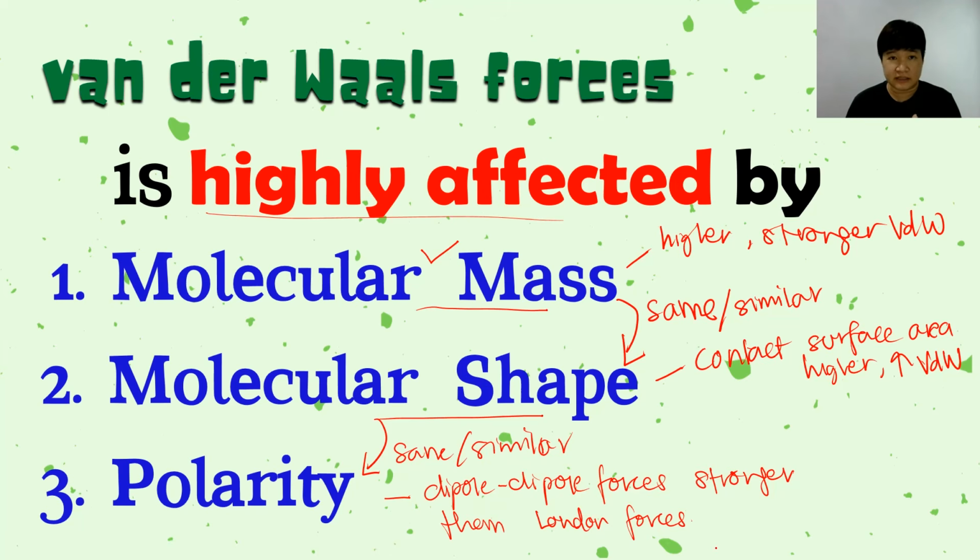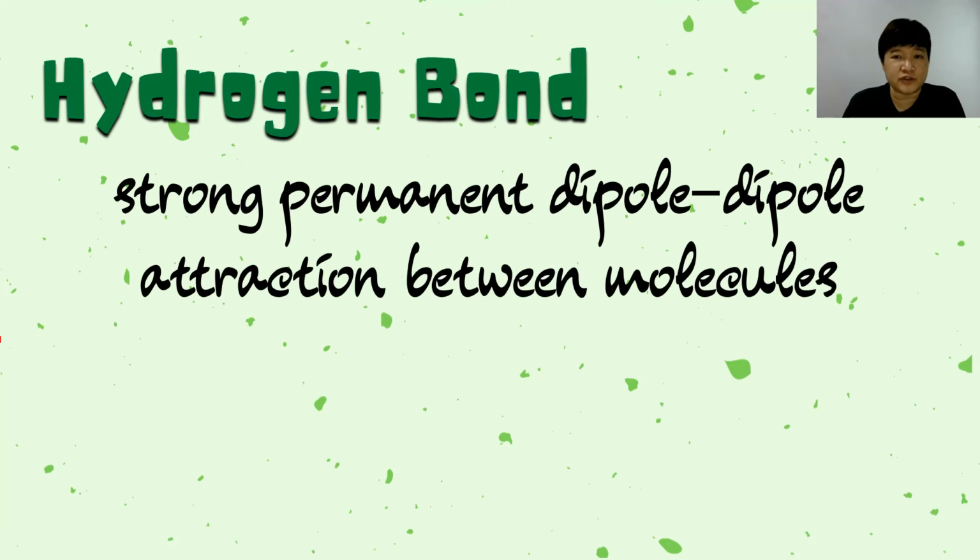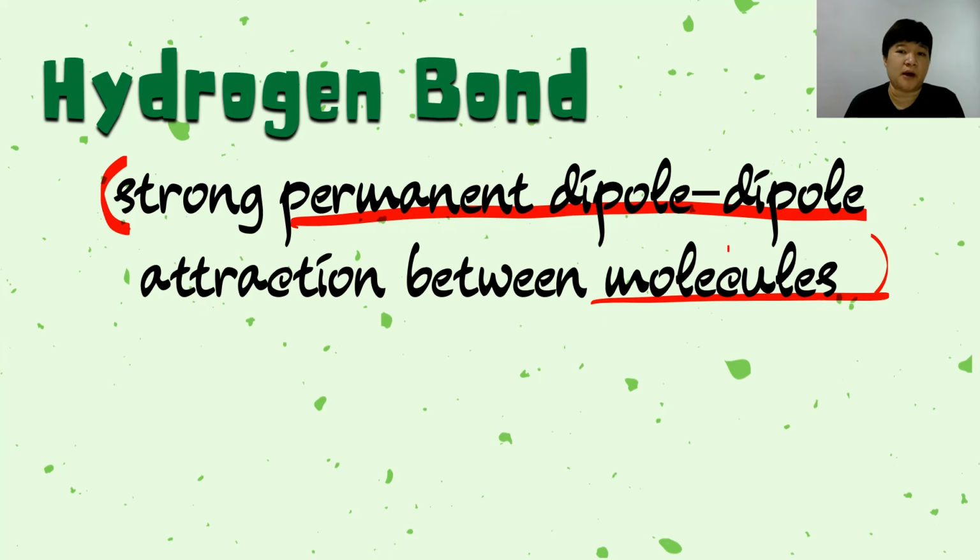So, van der Waals forces are actually highly affected by molar mass. The first thing that you do when you realize all your molecules have van der Waals forces is to check the molar mass to determine which has stronger van der Waals forces. Make sense? Next, let's go into hydrogen bond. Hydrogen bond is a strong permanent dipole force between molecules. Same thing, we are still talking about between molecules. But what makes hydrogen bond different from dipole-dipole forces, or what makes hydrogen bond so strong?